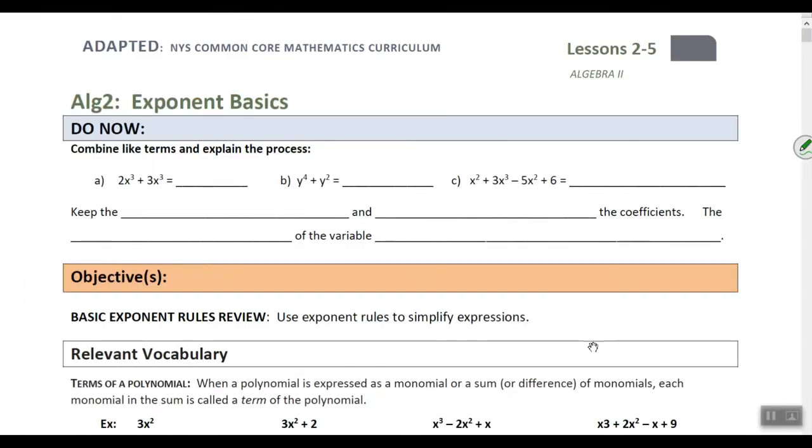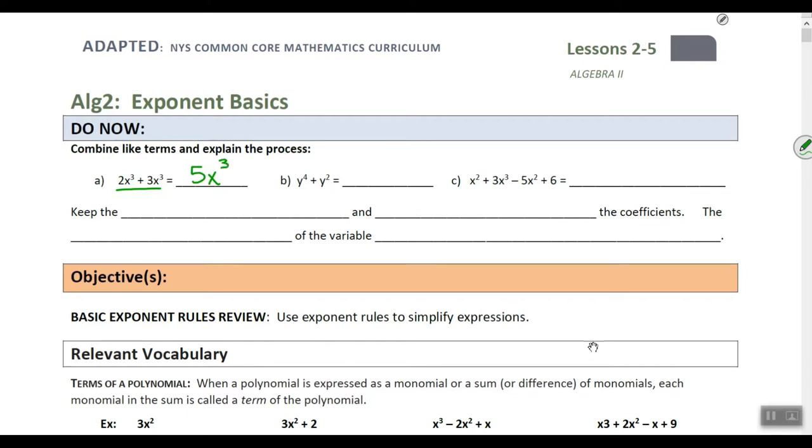Okay, let's combine these like terms. Again, we are looking for like terms and we're combining them. These two are like terms. They're the same variable, the same exponent. If I have 2x cubes and I add 3 more x cubes, then how many x cubes do I have in total? Well, I have 2 plus 3, or 5 x cubes.